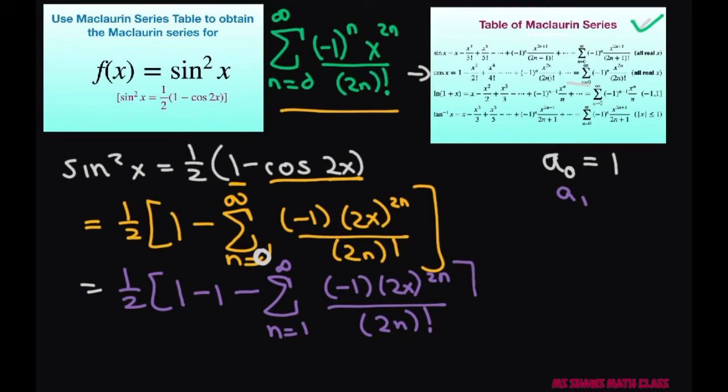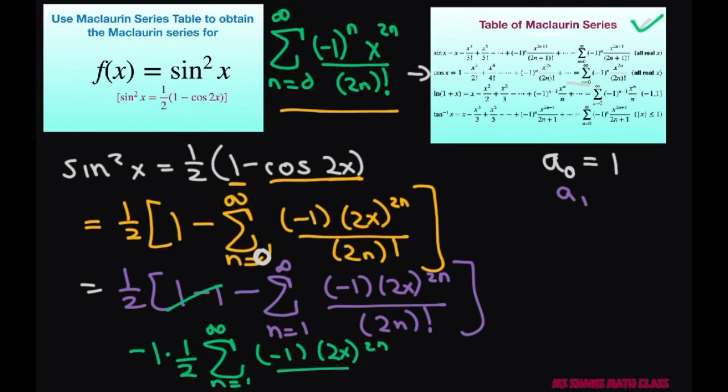All right. Now what's going to happen is the 1's cancel, and we're going to have -1 times, I'm going to write it this way for a reason, times 1/2. And then we have n equals 1 to infinity, -1 to the n times 2x to the 2n power divided by 2n factorial.